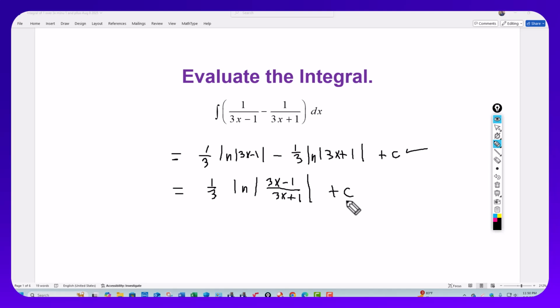And that's your solution for this one. Again, 1/3 natural log of the absolute value of 3x minus 1 over 3x plus 1 plus the constant of integration.